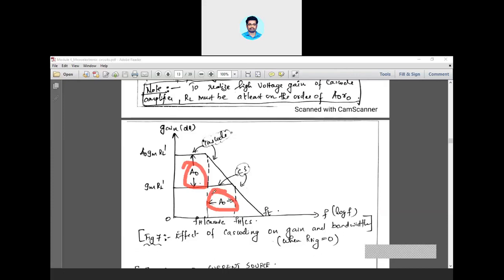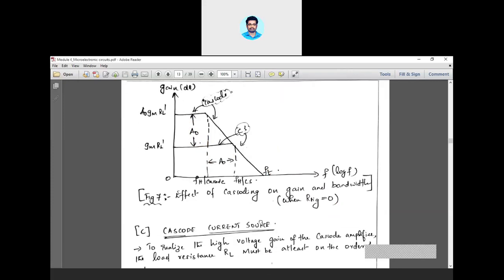So the product of the gain and bandwidth of a cascode amplifier remains constant if and only if R sig equal to 0. That you have to keep in mind. Only if R sig equal to 0, this particular statement is validated. Otherwise, it doesn't happen. Understood? So this is very important. This particular case is very important.